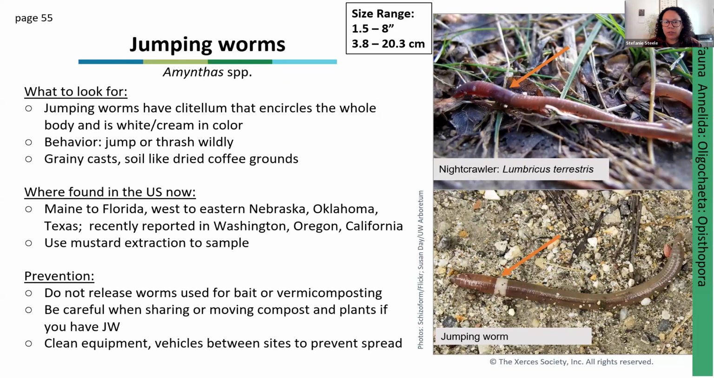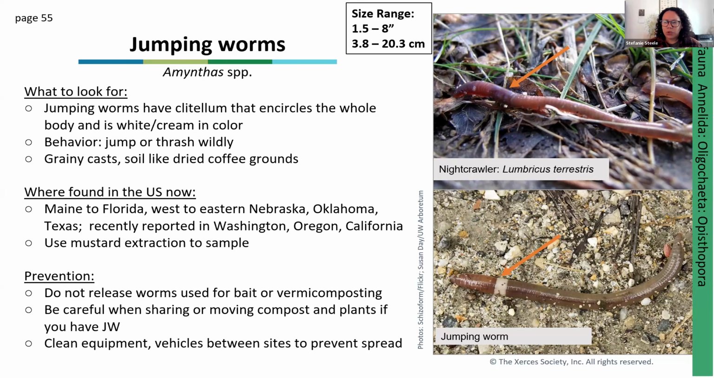If you are interested in trying to know if you have them on your site, if you haven't seen them, there is this mustard extraction that you could try to sample. That works by mixing 1/3 of a cup of ground mustard with 1 gallon of water, and you pour that slowly onto the soil. The mustard irritates the skin of the jumping worms, and then it slowly drives them up to the surface where you can look and observe if they're there.